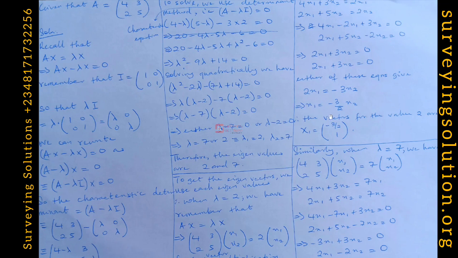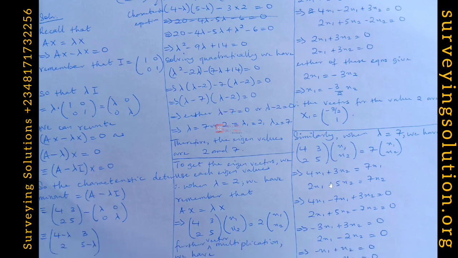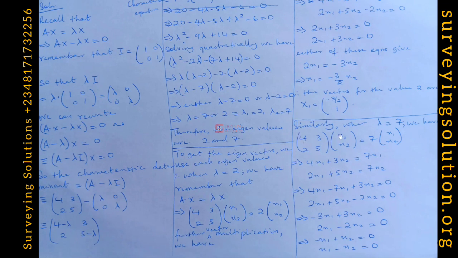Similarly, when lambda is equal to 7, which is the eigenvalue equal to 7, we have A multiplied by x equal to 7 times x. So the multiplication is still as we have known it, this multiplying this, this multiplying this, and this multiplying this, right? Good. So finally, it's only on the right hand side that we have different values. This is because our value is 7 now. In the first instance, it was 2, right?